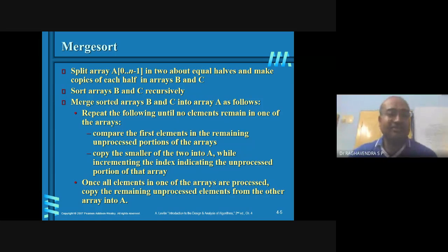The process has been given over here. Split the array. Consider an array A of 0 to n minus 1. 0 is the starting position, and n minus 1 is the last index. Split it into two equal parts, which means divide the array. For example, if you consider an array of size 8, you divide the first 4 elements and the rest of the 4 elements into two equal regions, and make copies of each half in arrays B and C.